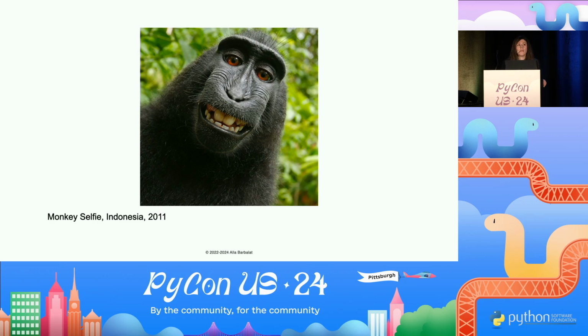Then David Slater tried to enforce his copyright to these photos, but he didn't take the photos. When he asked Wikipedia to remove one of the monkey selfies, he was unable to do so. Wikipedia said, "You're actually not the author of these photos. The monkeys are." In a subsequent case, there was an action brought by PETA on behalf of the monkeys, Naruto versus David Slater, in which PETA argued the monkeys need to be compensated. They are the authors of these monkey selfies.